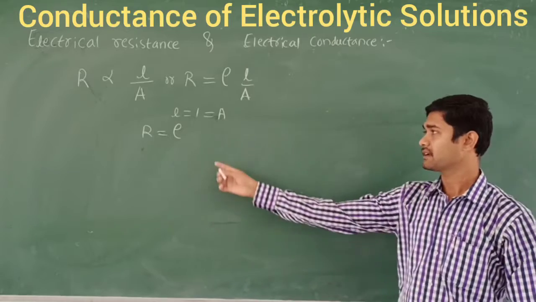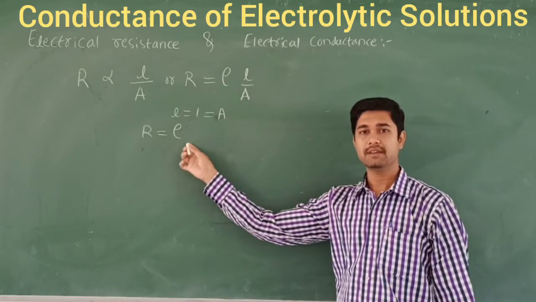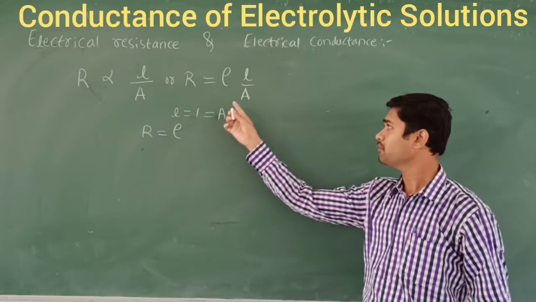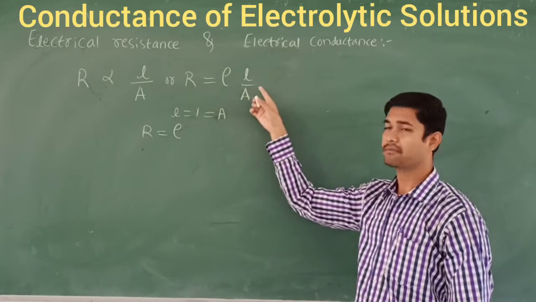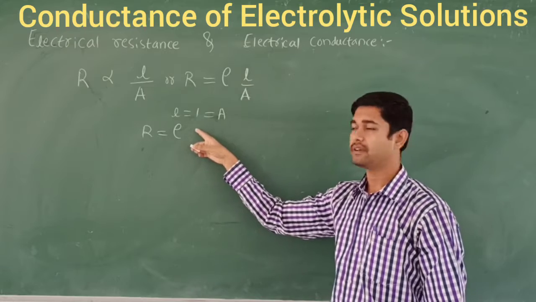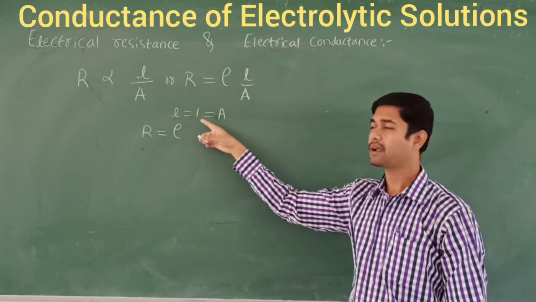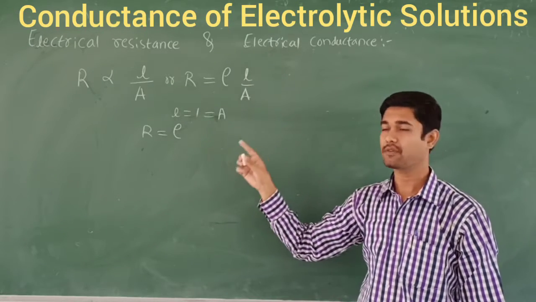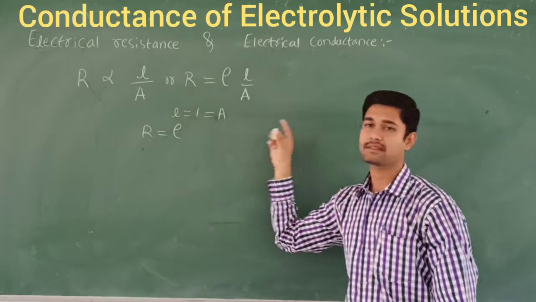When we are saying resistivity, that resistivity is nothing but the resistance when the length is 1 meter. Length can be measured in meters, right? So A is meter square. So when length is equal to 1 meter and area of cross section is 1 meter square, then we define the resistivity.